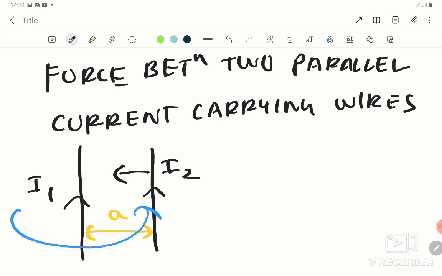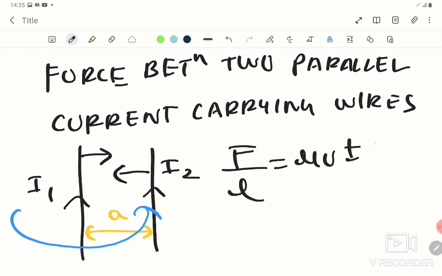Similarly guys, जो I1 वायर है it will also be attracted towards I2 because according to Newton's third law, every action has equal and opposite reaction. So guys, ये जो force of attraction है between these two wires, this can be found by using a simple formula. Force per unit length will be equal to mu naught I1 I2 divided by 2 pi A.